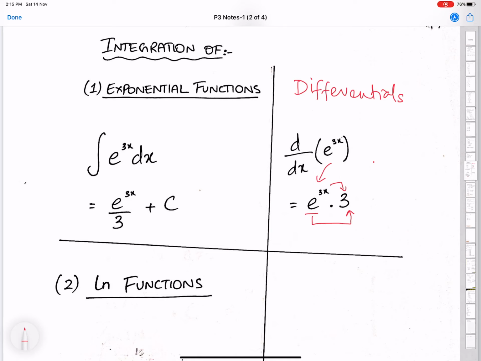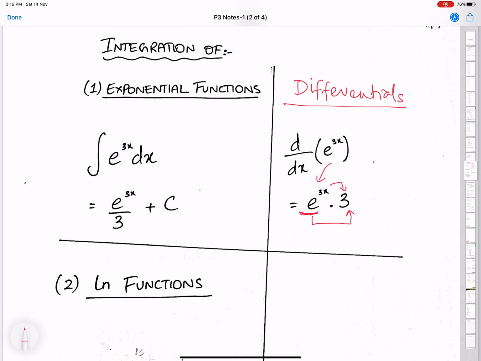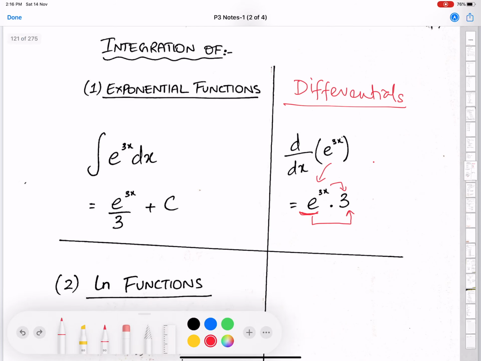Integration of exponential functions. Well, to integrate exponential function, we must know how to differentiate exponential function, because integration is the reverse process of differentiation. If we know how to differentiate e, then we can easily integrate e. So this is the way to differentiate e. We copy e and then we multiply e with the differential of its power. The differential of the power of this e is 3. So this is the way we differentiate exponential.